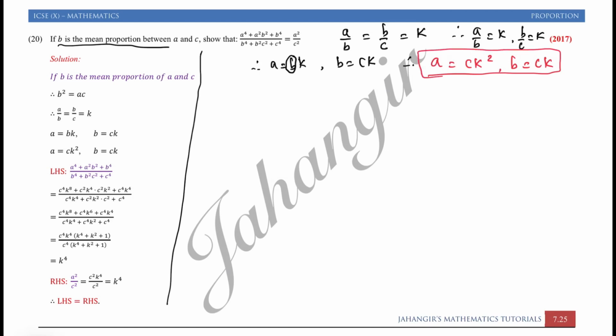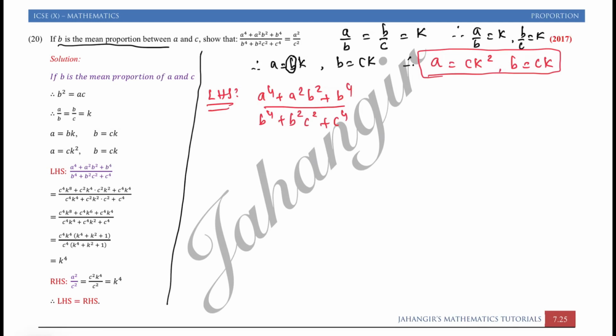You will get this pattern. So now I have to prove LHS. A raised to 4 plus A square B square plus B raised to 4, whole upon B raised to 4 plus B square C square plus C raised to 4.